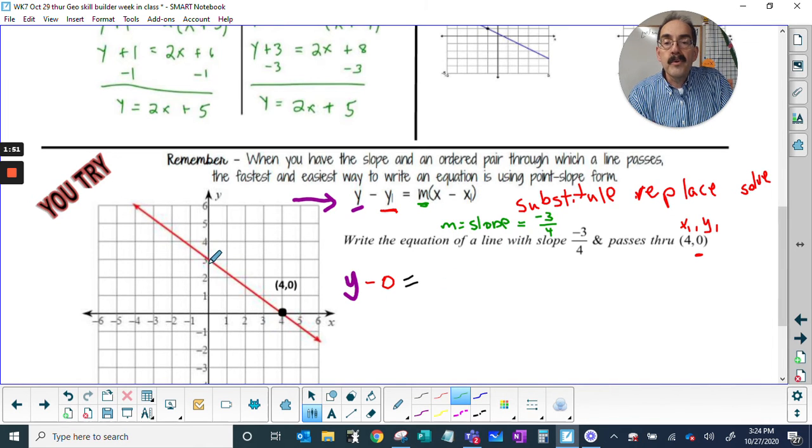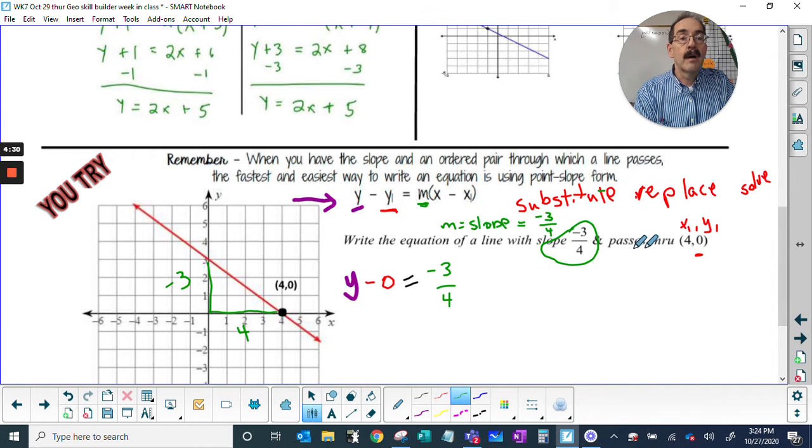Down 3 over 4. Negative 3 over 4. As I rewrite, I substitute. I replace the letters with the numbers that we were given, okay? All right, now, parenthesis, x minus, now we got to go back and find what's x1? What is x1? 4. Boom. Substitute, replace, solve. We need to be able to write equations mathematically. If you want to continue on, you can. y, we can leave the 0 off because it doesn't mean anything, right?